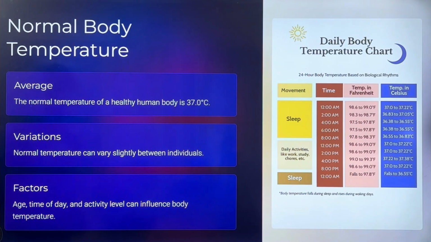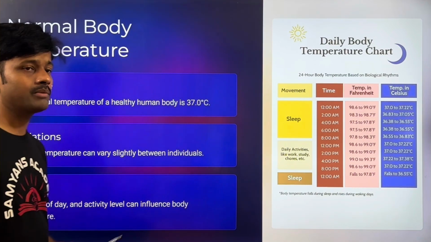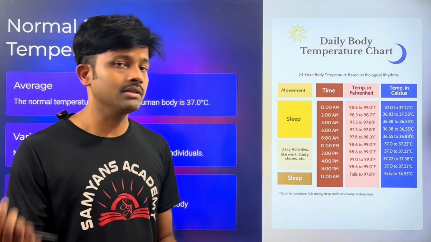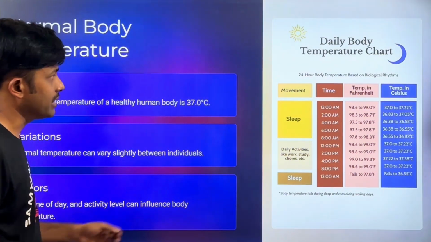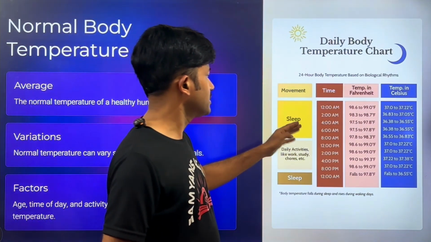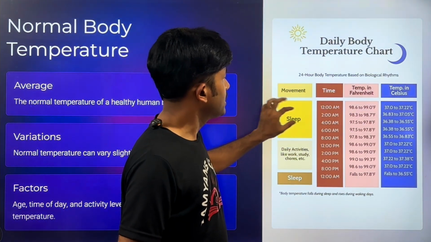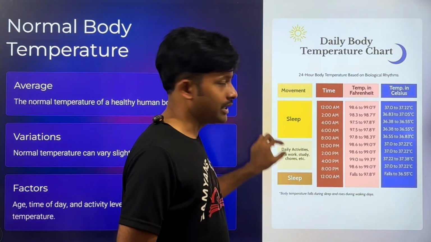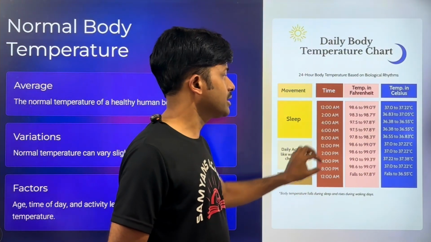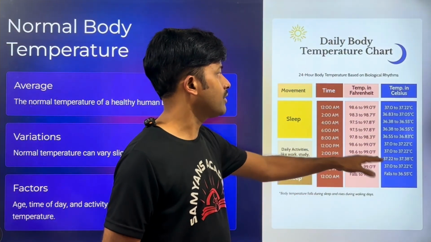Now, normal body temperature. What is the temperature of a healthy human body? That is 37 degrees Celsius, right? Variations: normal temperatures can vary slightly from individual to individual. While you're doing some activities, your body temperature increases or decreases, right? Here they have given what your body temperature is when you are asleep, and when you are involved in daily activities, how it varies in degrees Celsius and Fahrenheit.